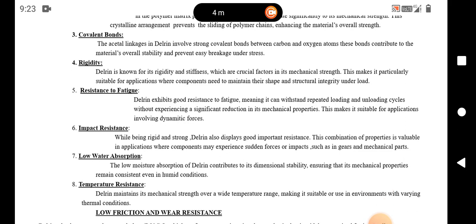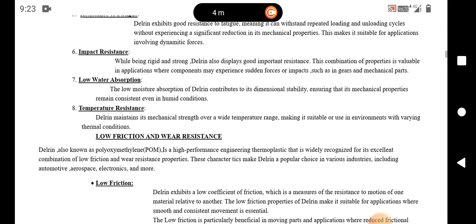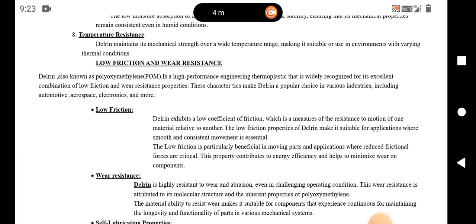Impact resistance: while being rigid and strong, Delrin also displays good impact resistance. Temperature resistance: Delrin maintains its mechanical strength over a wide range of temperature and thermal conditions. Low friction and wear resistance: Delrin, also known as polyoxymethylene, is a high performance thermoplastic widely recognized for its excellent combination of low friction and wear resistance properties. Low friction: Delrin exhibits a low coefficient of friction, which is a measure of resistance to motion of one material relative to another.